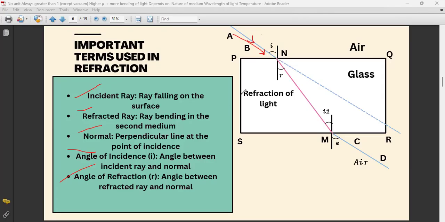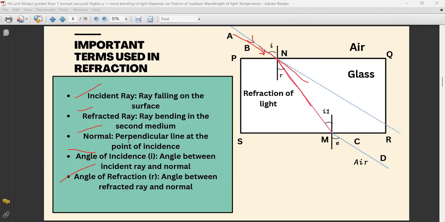Similarly, the refracted ray: this light was to travel along this path, this is the original path. But since it has undergone a different medium, it changes its direction, and this is the ray. Now the original path has changed and the ray moves in this direction, which is called the refracted ray. So we have two new terms here, incident ray and refracted ray. The incident ray was falling onto the surface, and the refracted ray is the ray bending in the second medium, the bent ray in the second medium.